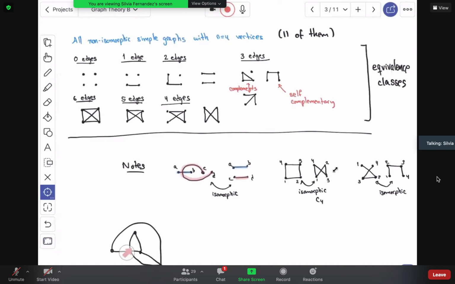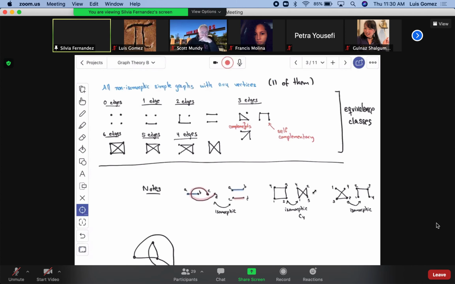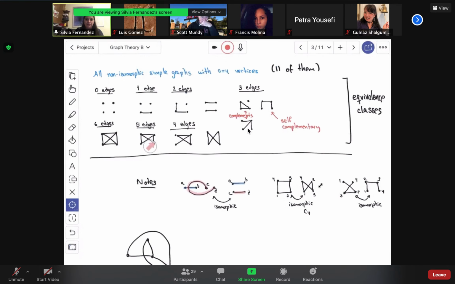1, 2, 3, 4, 5 edges, right? So it should be that one. Needs to be that one. And so then, if a problem asks you to prove that these two are isomorphic, you can try and find the relabeling. So let's see.